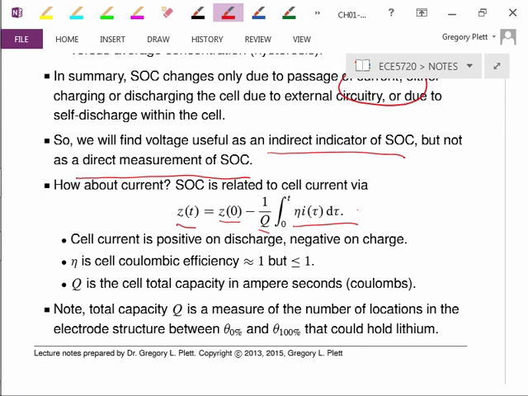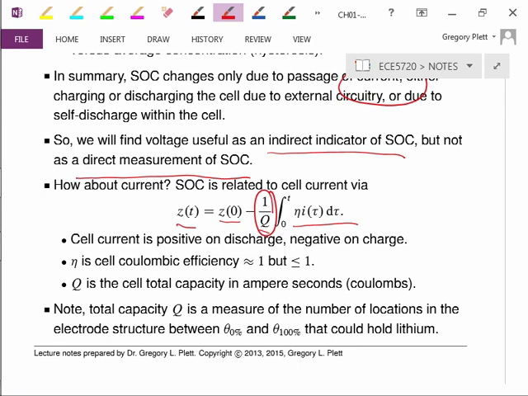I should also mention in passing that this capacity here is the total capacity of a cell. It's not the discharge capacity of the cell. It's not the nominal capacity of the cell. There's a bunch of different capacities. We'll talk about these more in chapter 4.